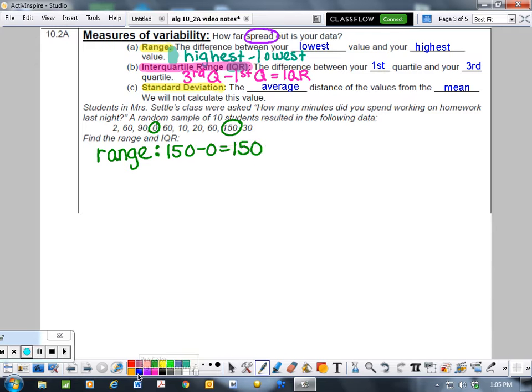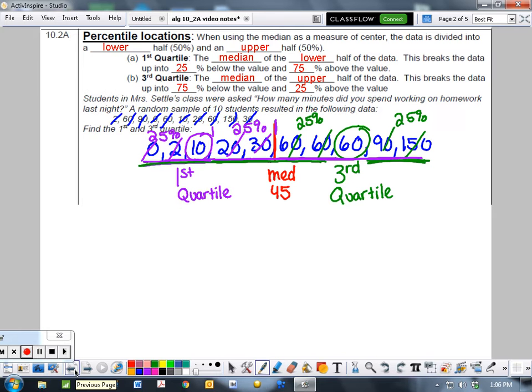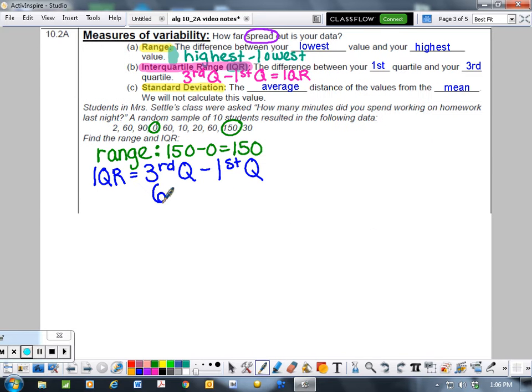And then for IQR, I have to go back and figure out what my third quartile was, and then subtract my first quartile from it. So I'm going to look back over here. My third quartile was 60 and my first quartile was 10. So I'm going to use those values, third quartile minus first quartile, to get my interquartile range, or IQR, which is 50. And so it's talking about just really how spread apart my data is. And so 50% of my data is going to be in that 50-point range.